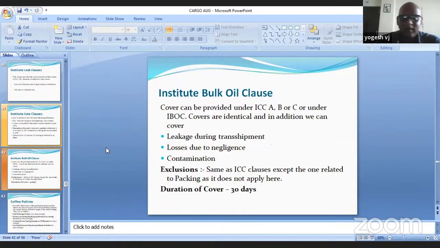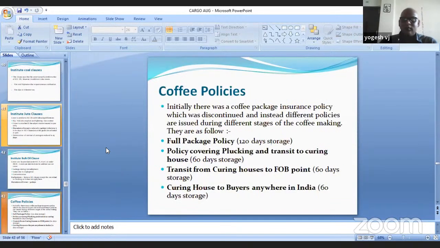Okay. Exclusions, same as ICC clauses, except the one related to packing, क्योंकि इधर पैकिंग की जरूरत ही नहीं रहती. बल्क ऑयल है तो वो कंटेनर के अंदर, टैंकर के अंदर भर के ही आता है, उधर कोई पैकिंग ही नहीं. Duration of cover is 30 days. Coffee policy, okay.